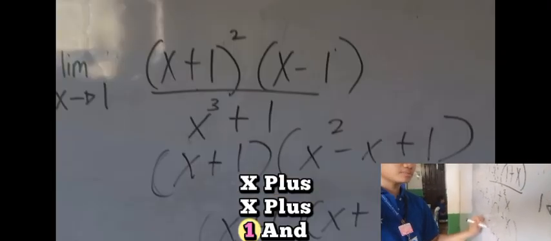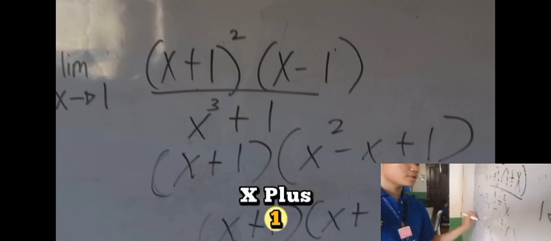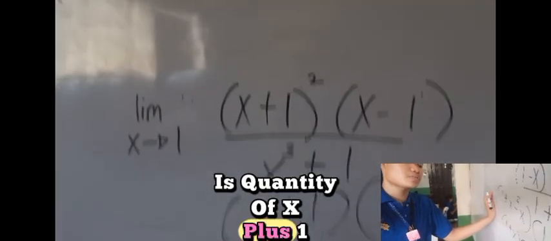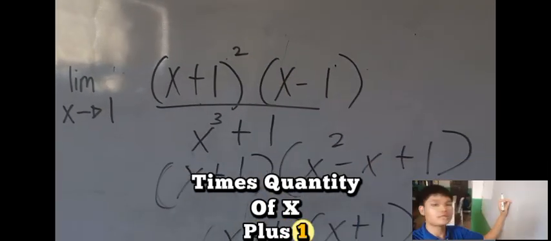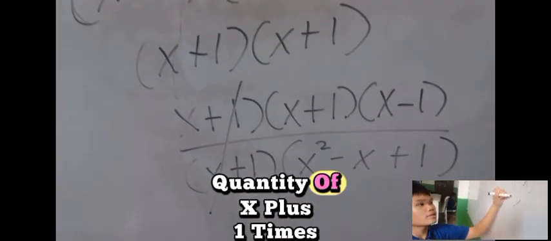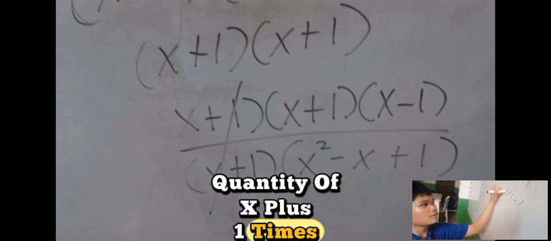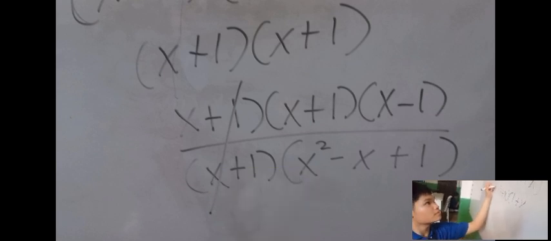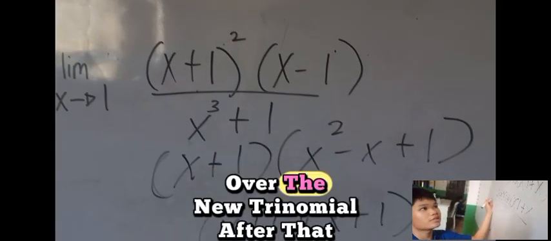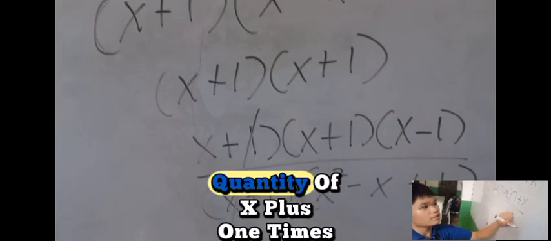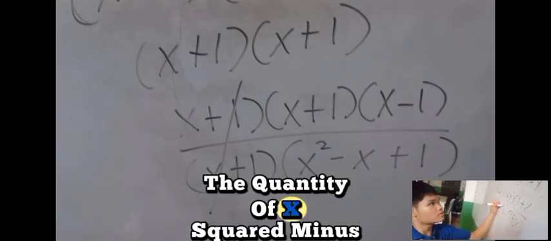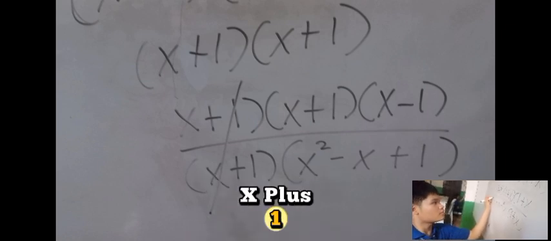x plus 1 and x plus 1. So the binomial form of x plus 1 squared is the quantity of x plus 1 times the quantity of x plus 1. Now the expression becomes the quantity of x plus 1 times the quantity of x plus 1 times the quantity of x minus 1 over the newly factored trinomial, the quantity of x plus 1 times the quantity of x squared minus x plus 1.